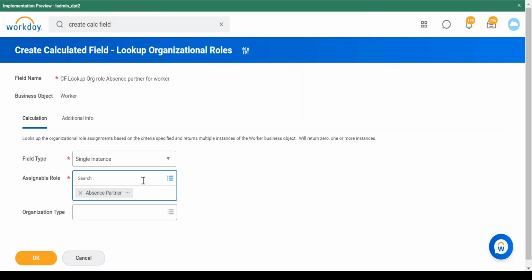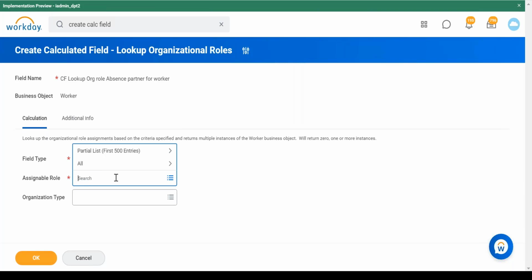Another important thing to note here: only role-based security groups will come here. Compensation admin is a user-based security group. That is not going to come here because user-based security groups do not sit on organizations. All admin roles are user-based security groups in Workday. All partner roles are role-based security groups in Workday. So this function can only be used to look for role-based security groups. Understood? So I'm looking at the absence partner of which org type.